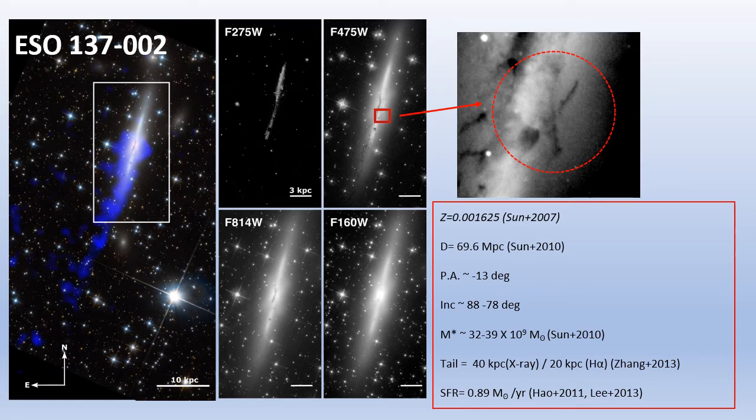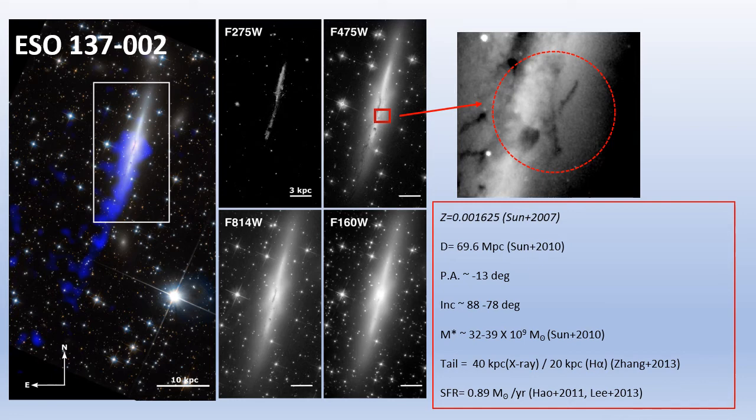Some important properties are listed on the right side. It is currently undergoing stripping, and the galaxy itself is viewed edge-on, which makes it important in comparison with ISO 3701, a face-on galaxy with similar stripping. Other properties like star formation rate and tail length are small compared to ISO 3701. The left panel shows a composite image with X-ray in blue from Chandra and the optical image from the HST data.